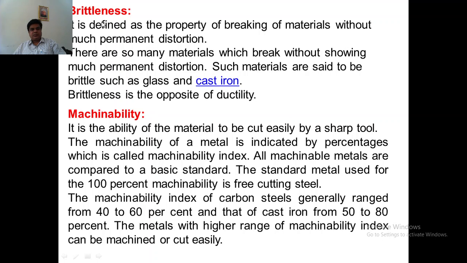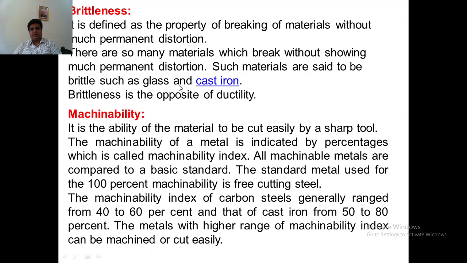And we have brittleness. For example, we just talked about elasticity, or what is called malleability and ductility. Malleability and ductility are the properties where the material will undergo a large amount of plastic deformation. The opposite of ductility is brittleness. Brittleness is the property of the material wherein the metal will break or fracture easily, or break into pieces easily.